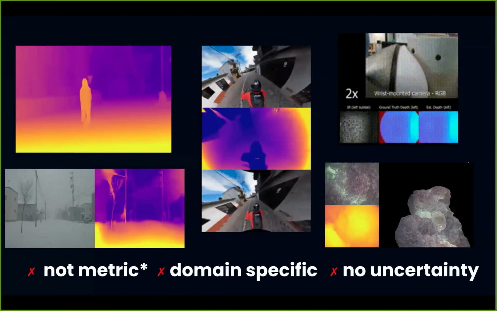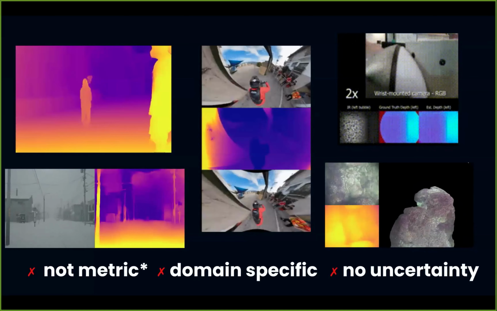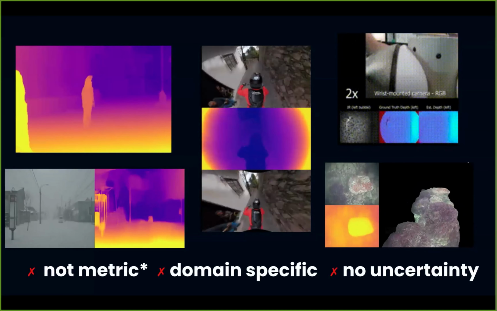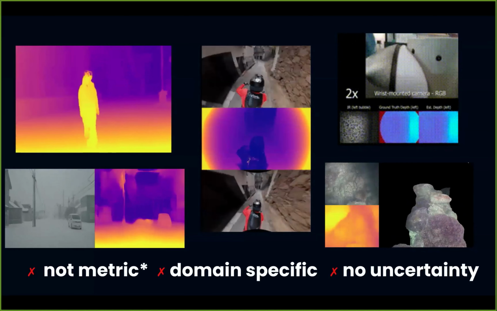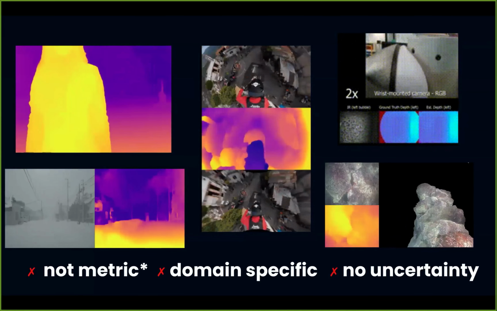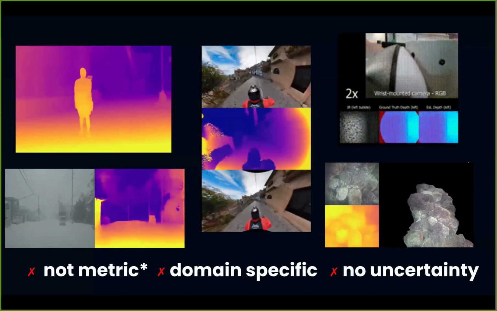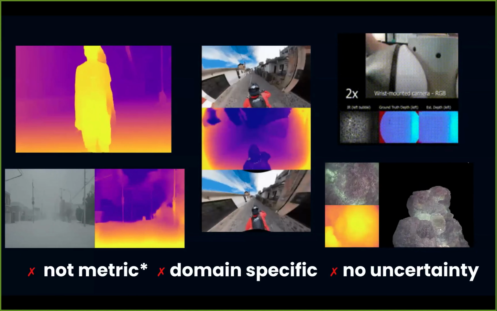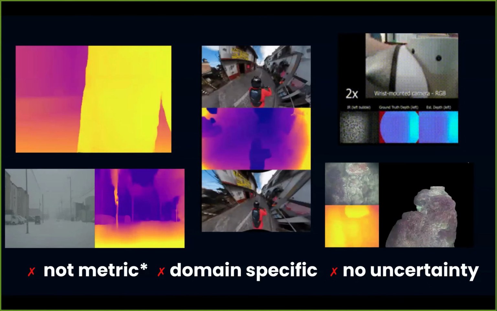A second limitation is most of these methods are trained for a particular domain. So you want a network for outdoors, a network for indoors, different situations. They also tend to overfit to camera models and so on. And the third is they don't really output uncertainty, at least not in the methods that we looked at.